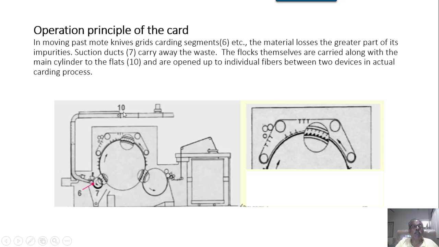Of course, this numbering is not very correct. That will be taken here and are open to the individual fibers between two devices in the actual carding process. 10 is not this one, actually 10 should have been here, once we are terming them as flats. So this 10 appears here actually. That we have already discussed in the conventional machine.